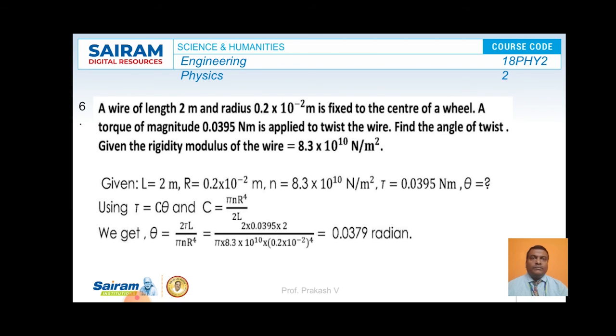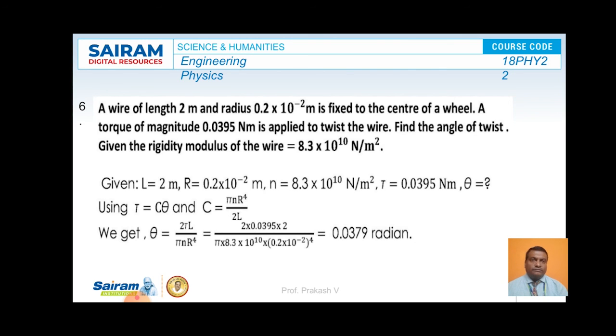So sixth problem: a wire of length 2 meter and of radius 0.2 into 10 to the power of minus 2 meter is fixed to the center of a wheel. A torque of magnitude 0.0395 Newton meter is applied to twist the wire. Find the angle of twist. Given the rigidity modulus of the wire is found to be 8.3 into 10 to the power of 10 Newton per meter square.